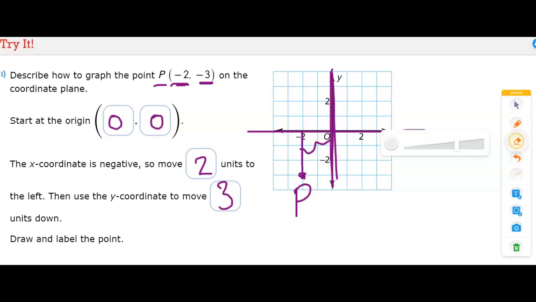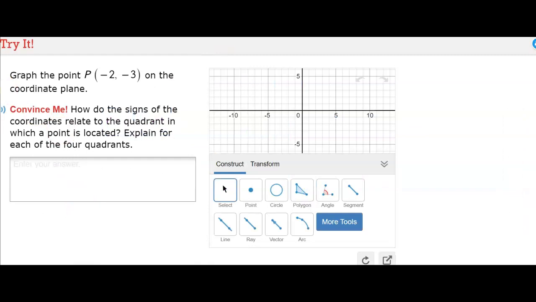Just an FYI, when you are graphing, these lines used to help you identify the point do not need to be there, and sometimes can be confusing once we get later into graphing. Just having the point there is all that is necessary. Graph the point P (-2, -3) on the coordinate plane.